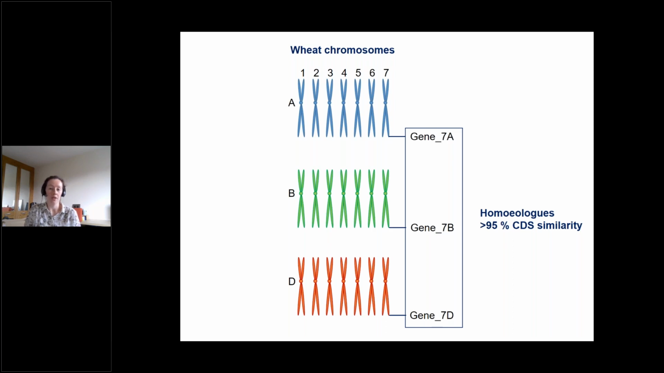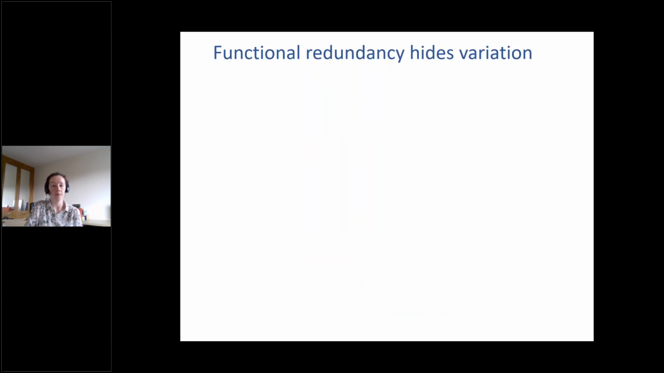These homologs are over 95% similar in their coding sequences in general, which raises questions about what their functions are. Because they have such high sequence similarity, it's thought perhaps they'll have the same biological function, and therefore we might predict that these homologs will be functionally redundant. This is a major problem because functional redundancy can hide genetic variation and phenotypic variation.